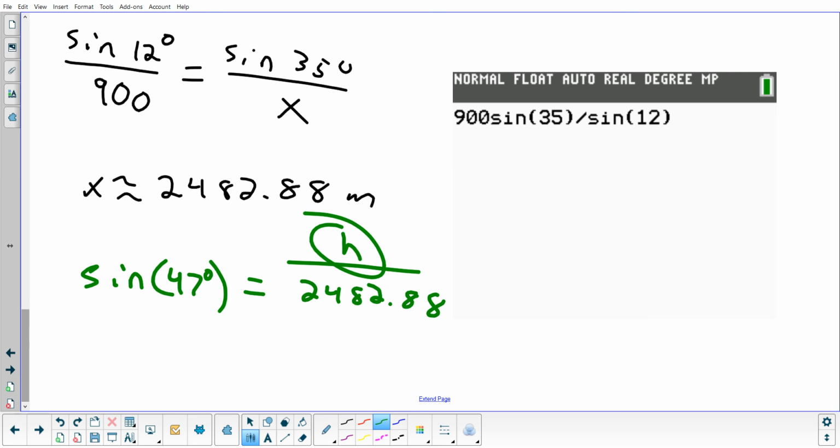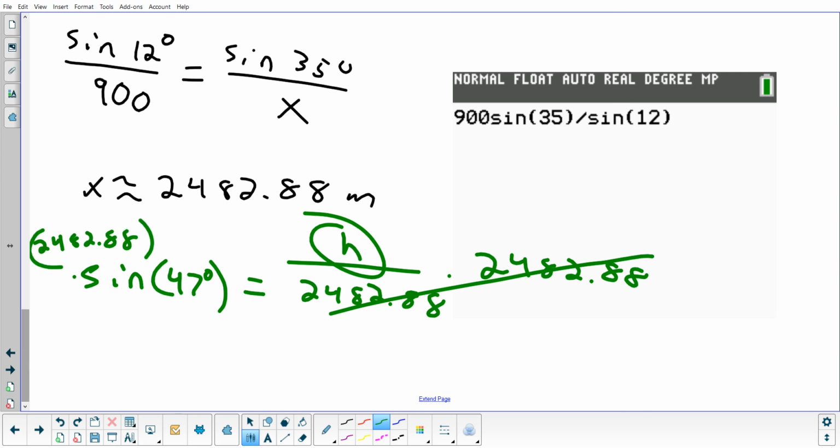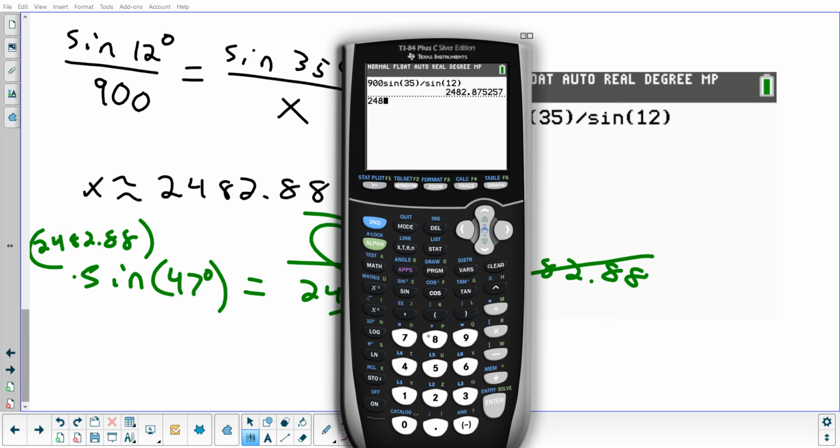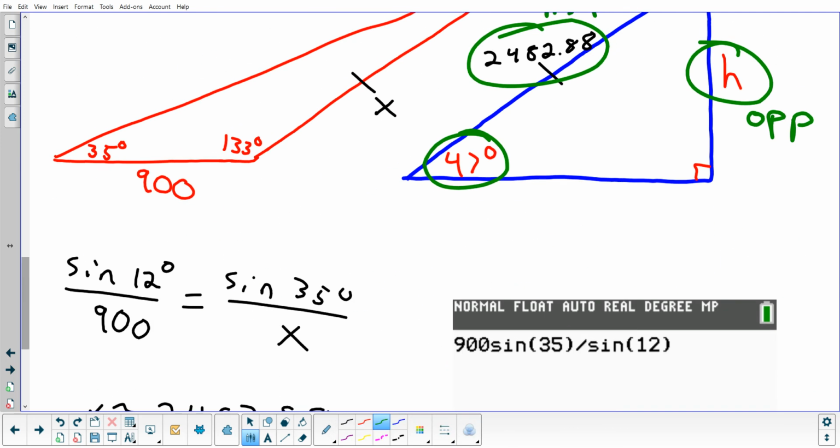So how do we get rid of a divided by? Multiply. So we're going to multiply each side by 2,482.88. I'll just put it in parentheses so you know it's multiply. And that is the answer for the height. So it's 2,482.88 times the sine of 47 gives you a mountain height of 1,815.86 meters.